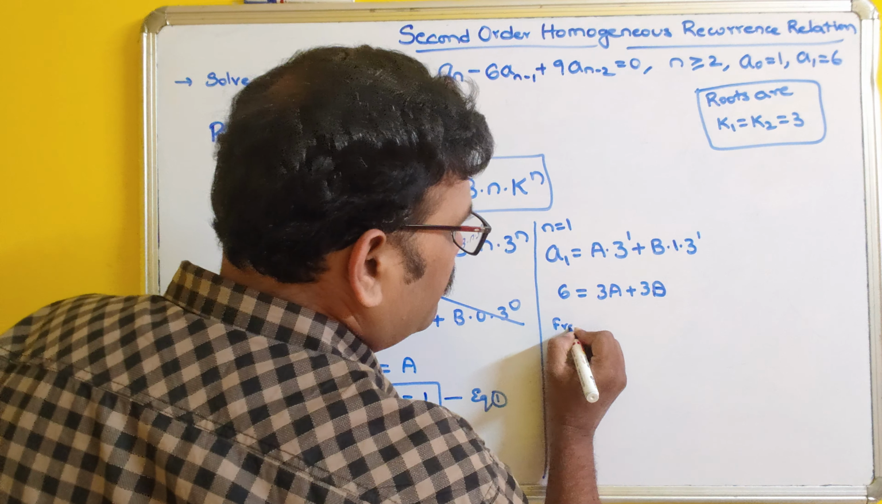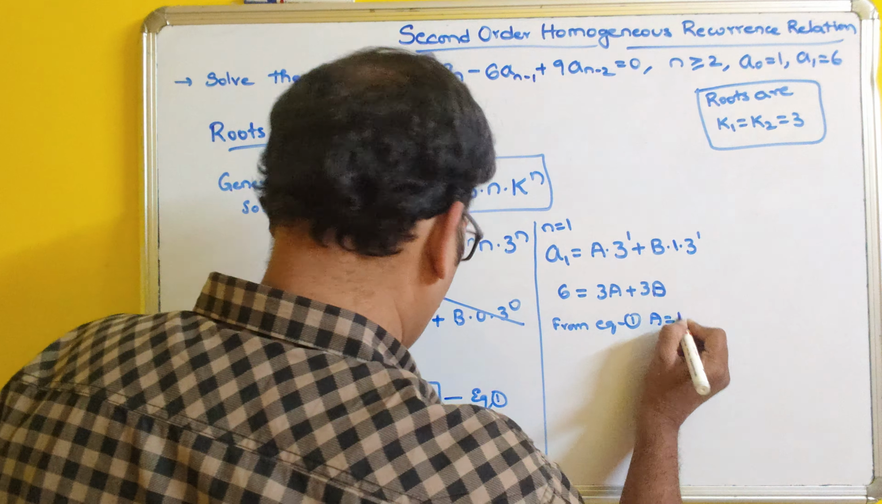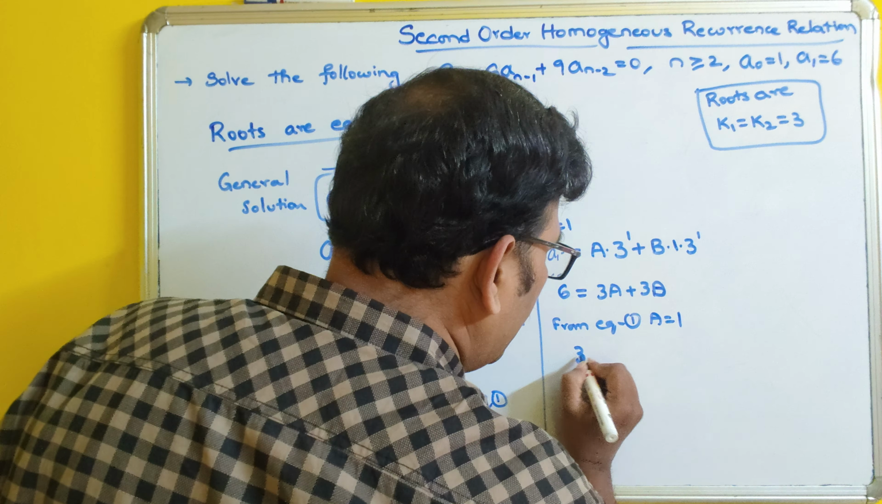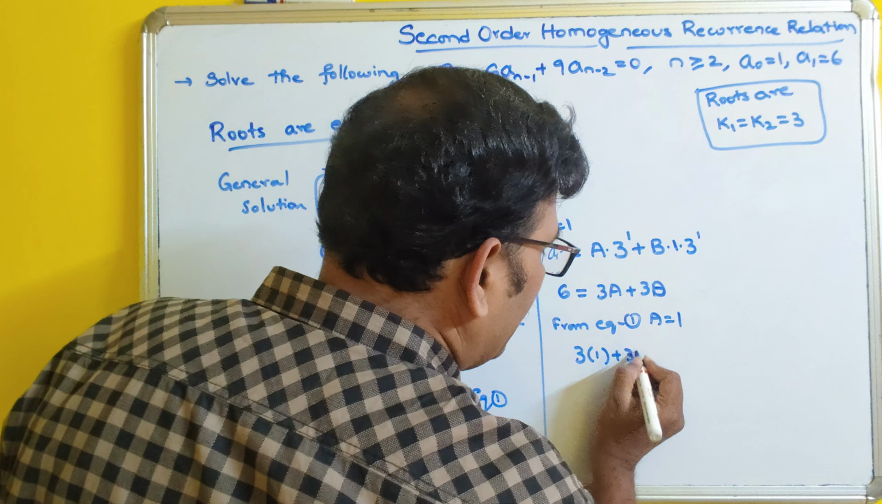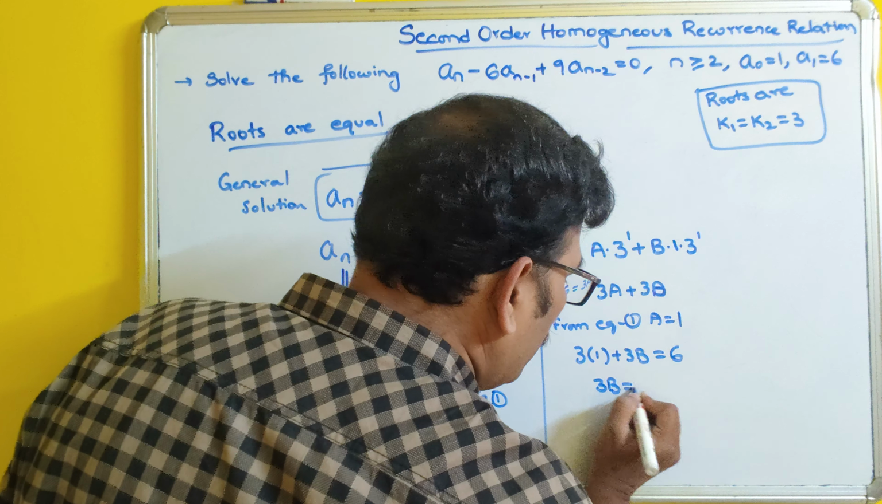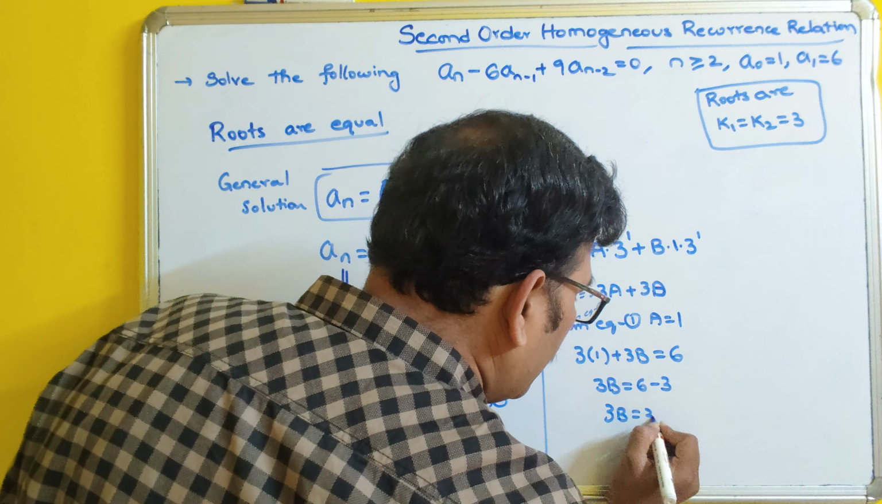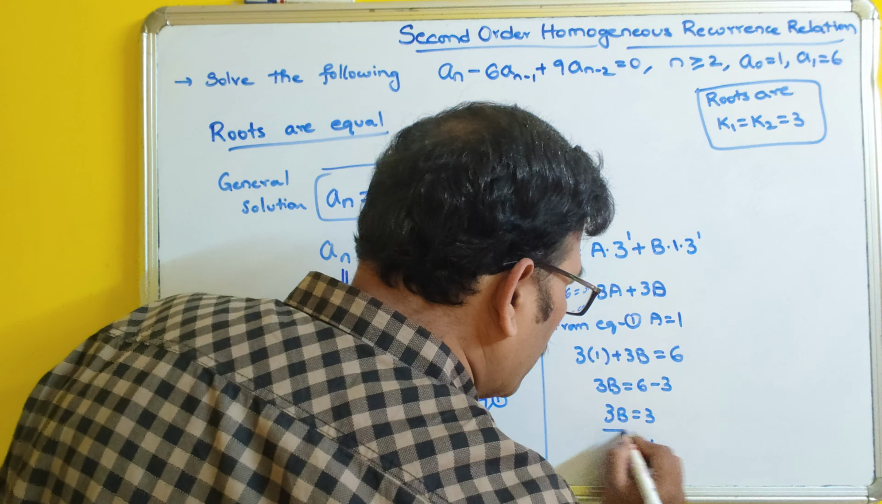So from equation 1, A is equal to 1. So this becomes 3 into 1 plus 3 into B is equal to 6. So that implies 3B is equal to 6 minus 3. So 3B is equal to 3. So B is equal to 1.